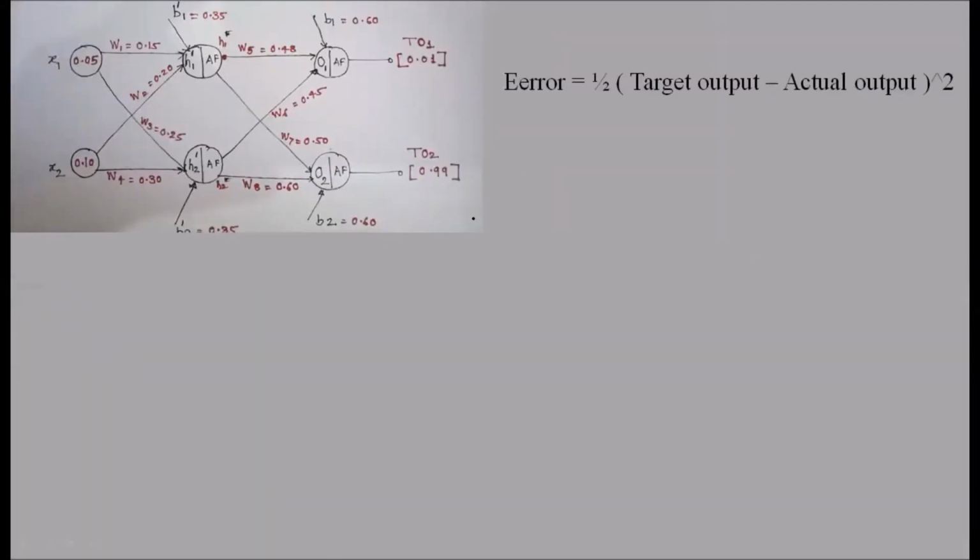So now what we have to do? We have computed AO1, the actual output, here. Here also we have computed AO2. Now we want to find the error, how much error we are getting. This is the formula to find the error: half of the squared error. Target output, in this case TO1 and TO2, minus actual output, squared, and we take half of this. This is the formula to find the error at each output, AO1 and AO2. So we'll find this error.